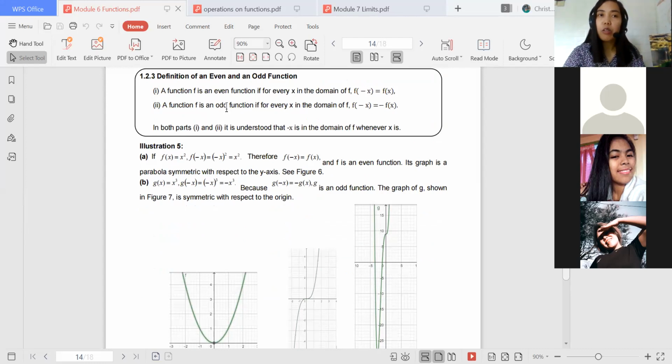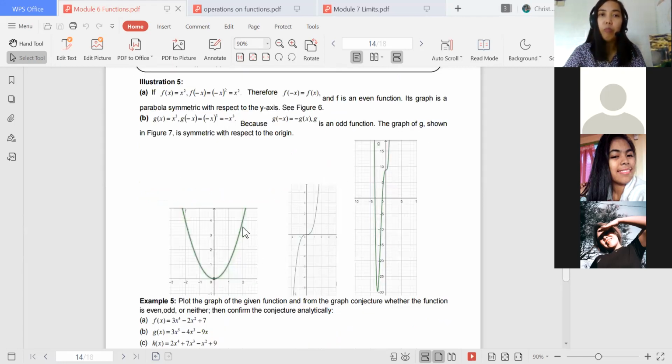The second one is the odd function. A function f is an odd function if, for every x in the domain of f, when we substitute negative x in the given function, the answer is the negative of the original function. Then it's odd. Okay, for the illustration, the given function is x cubed. If we substitute negative x in the given, we'll have negative x, quantity cubed. When we simplify this, that's negative x cubed. And this is the negative of the original function. Therefore, x cubed, or the cubic function, is an odd function.